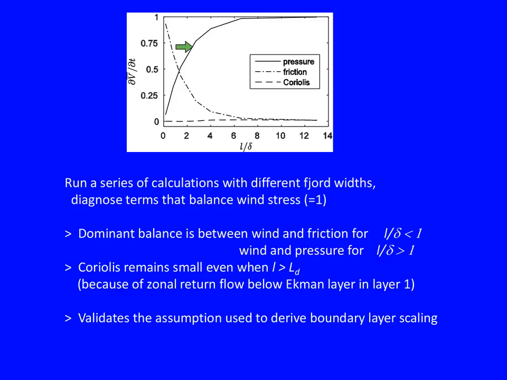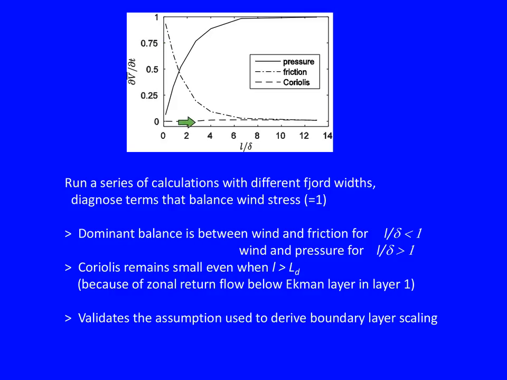The solid line is pressure. So for wide fjords, L much bigger than delta, it's pretty much pressure balancing wind, which is the Farmer model's assumption. As L gets smaller, the friction begins to become important and the pressure gets smaller. So we get down to less than about 1 for L over delta. The balance is really between friction and wind, and pressure is not very important. That's the scaling, that's the assumption I used to derive that scaling.